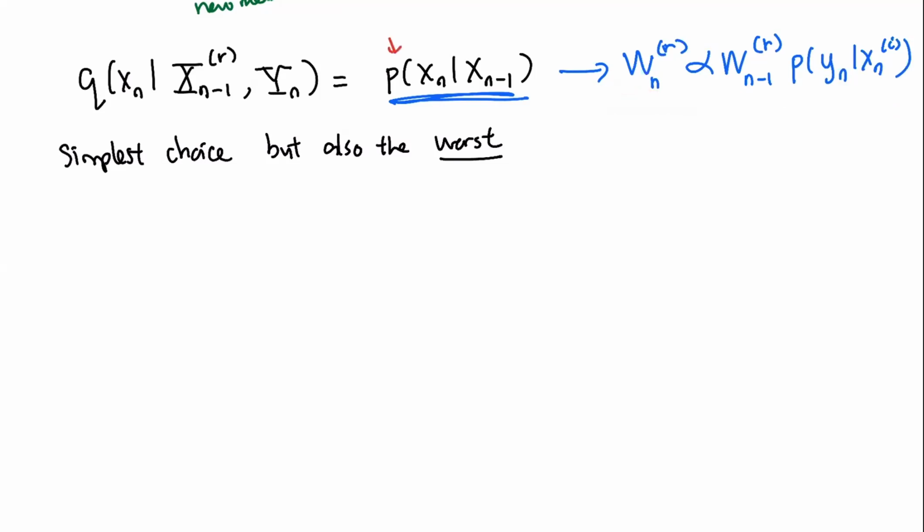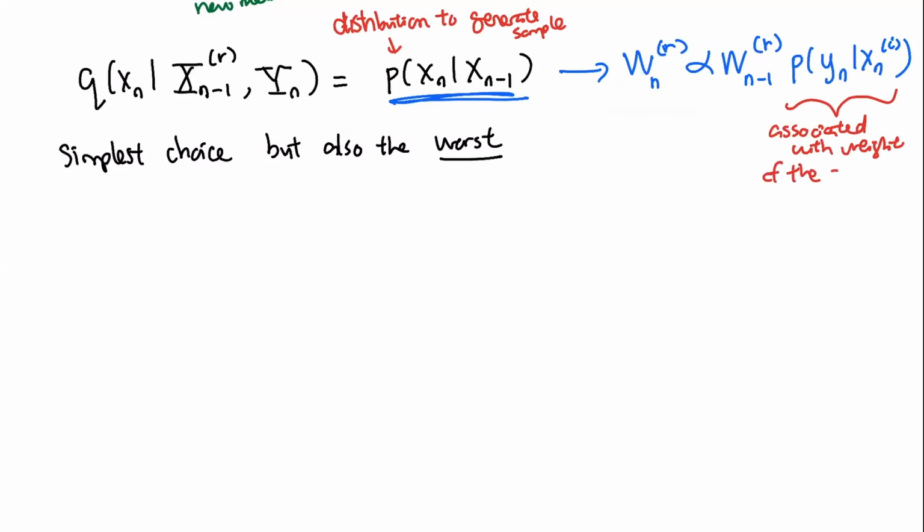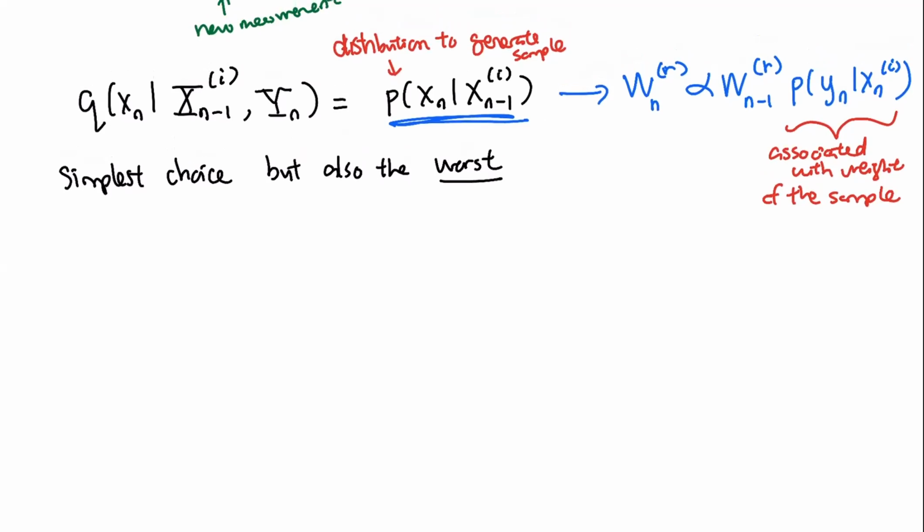This is the distribution that we generate samples from, and this is the distribution associated with the weight of the sample. You can see that these distributions, in general, have nothing to do with each other. I mean, they do. They are from the same state space model, but can you see a reason why it might not be a good choice to work with this bootstrap filter?